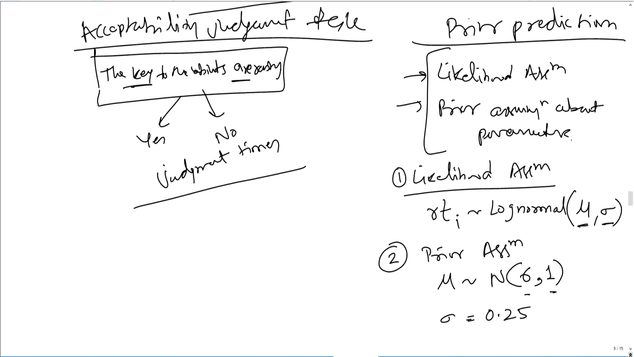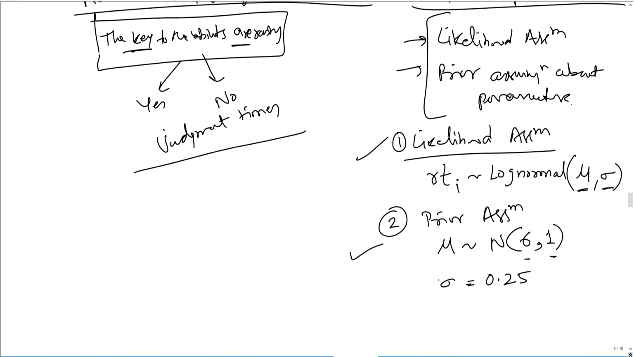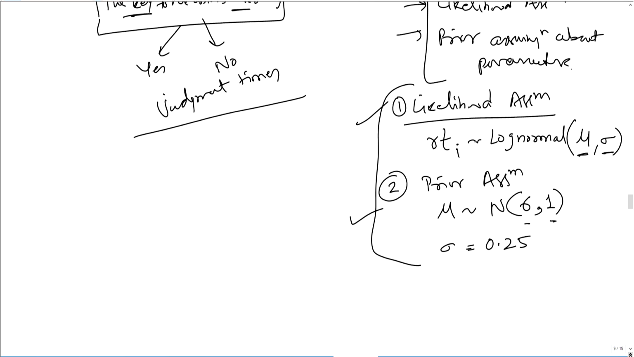So, I have defined likelihood assumption and prior assumptions before even seeing any data. Now, you can generate prior predictions from this model. What is a model? A model is just the set of assumptions you are making here. In this case, your model is your likelihood assumption and your prior assumptions. Now, you can generate prior predictions from this model. What does that mean? Given your prior assumptions about the parameters, what data would the model generate?